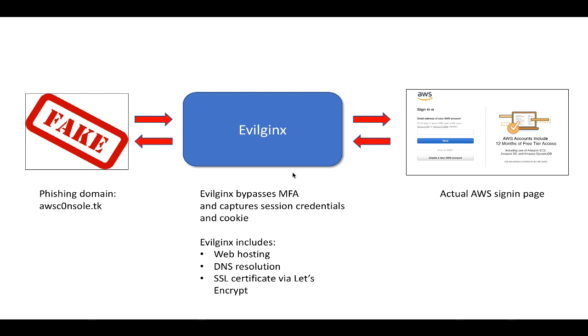So essentially, EvilGinx is a web phishing server and performs a few key things. Number one, it is the web server that hosts the malicious phishing site. It also acts as a DNS resolver. In this example, it's hosted on my AWS account and has a public IP that is associated with a phishing domain that I have secured for free called awsconsole.tk, and EvilGinx does the resolution.